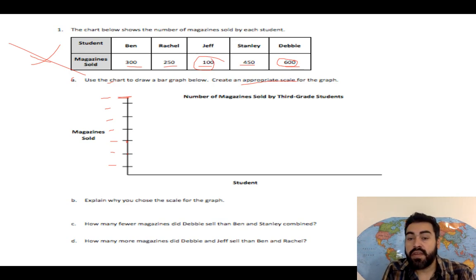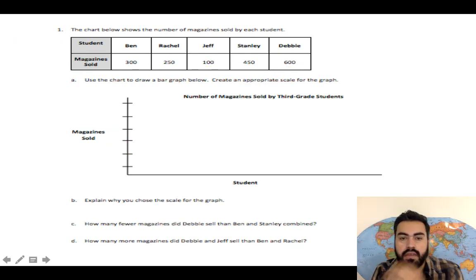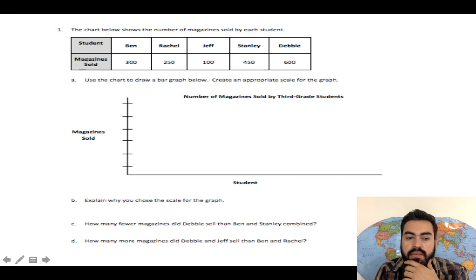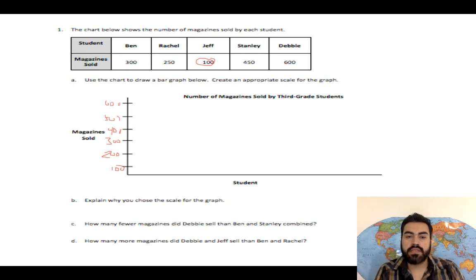So if we look here, we know we have to go all the way to 600. We need to factor that in, and we need to make it small enough. You have to really think about what scale you want to use. Appropriately, 100 would be okay. So 100, 200, 300, 400, 500, 600. So I can go up to 600.